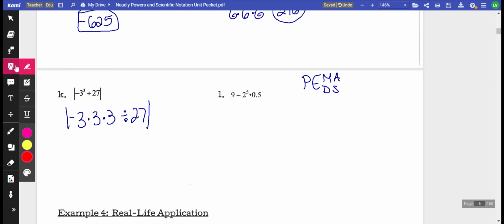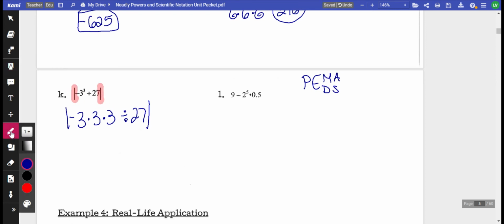So as a reminder, we have the absolute value symbols, meaning that our answer is going to be positive no matter what. So -3 to the 3rd power is negative 27. We want to divide that by 27 and find the absolute value. So negative 27 divided by 27 is a negative 1. The absolute value of negative 1 equals 1.